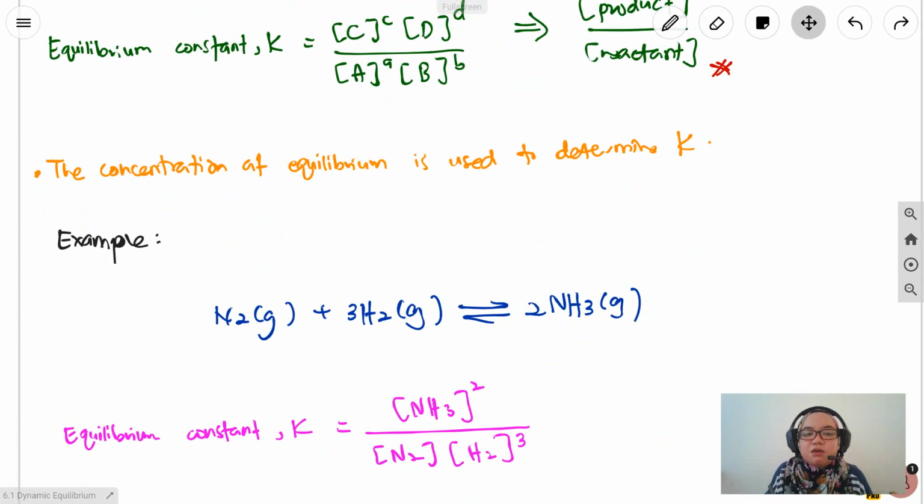Okay, so now, here it says the concentration at equilibrium is used to determine K. So we must use the concentration at equilibrium to determine the equilibrium constant K.